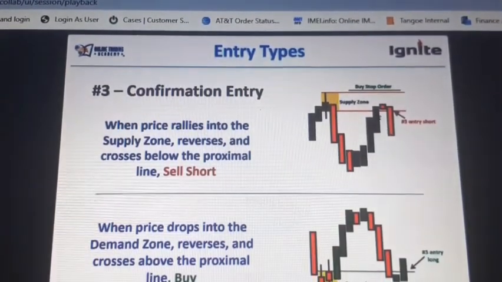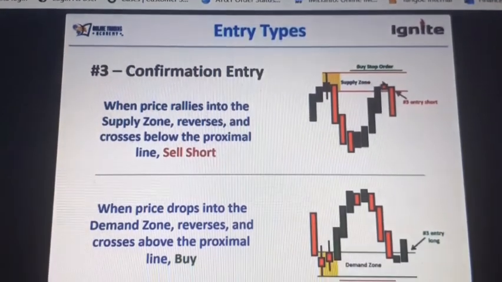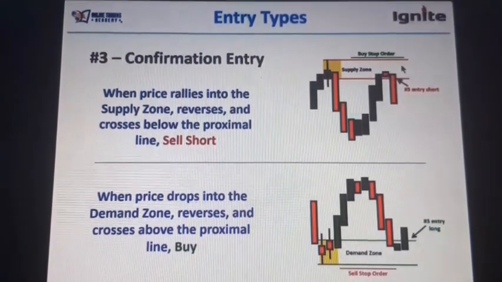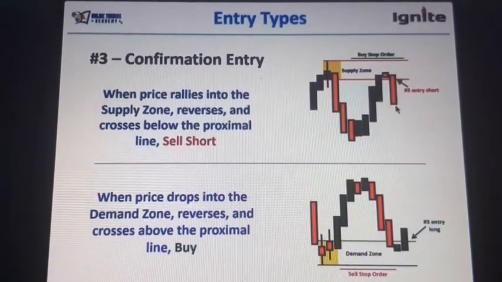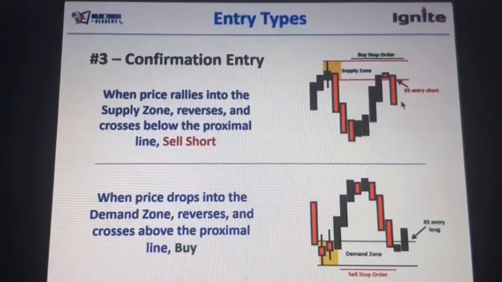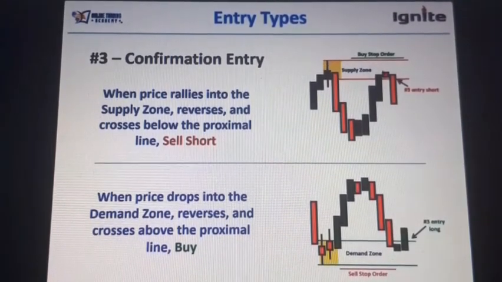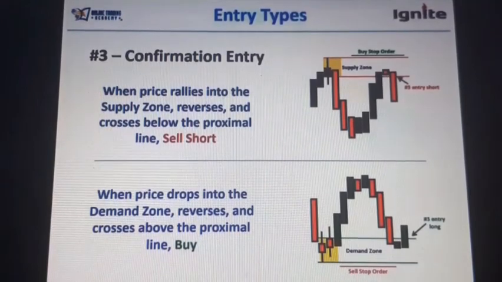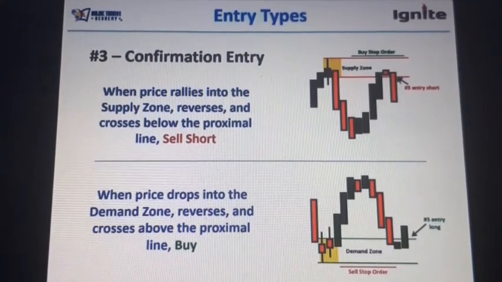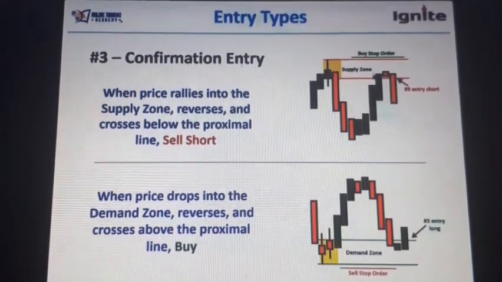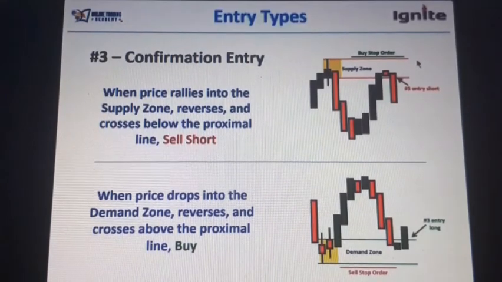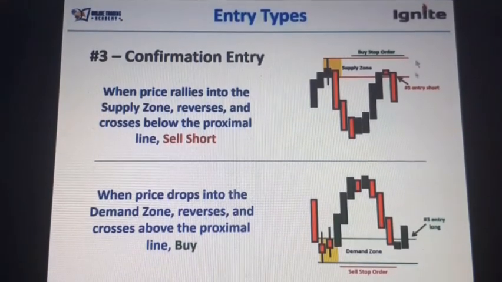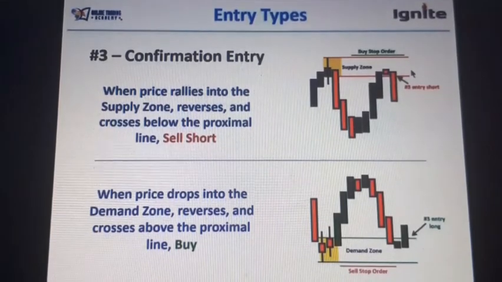Because what could happen is once the price enters the zone and closes inside the zone, there might be some base candle over here which will not cross the zone, which will not cross the proximal line. So it's necessary that one candle should be closing inside the zone, and after that, the third, fourth, fifth, sixth, any candle should be leaving the zone. That is where you sell short.